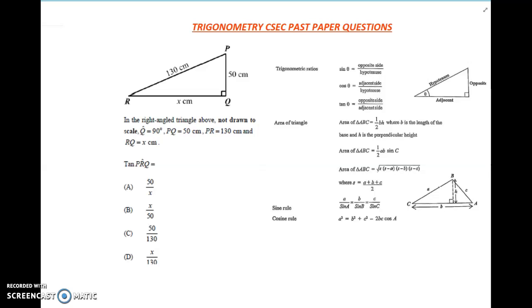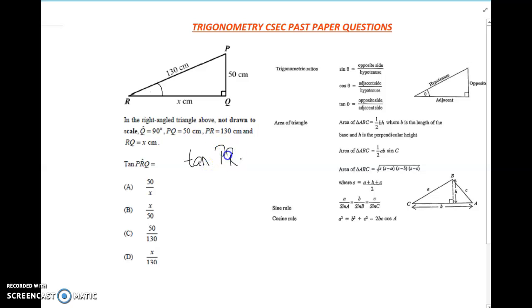In the right angle triangle above, not drawn to scale, angle Q is 90 degrees. So here we have a little box representing 90 degrees. PQ is 50 cm. PR is 130 cm, and RQ is X cm. So now we want to find tan of angle PRQ. You see the little hat above the letter R; that's the angle we're looking at. That is our given angle, angle R. You want to find tan of that.